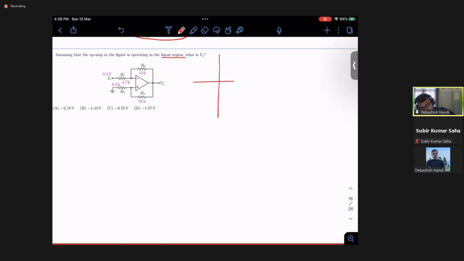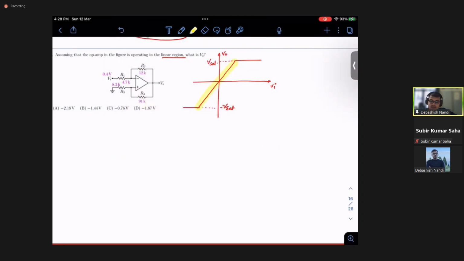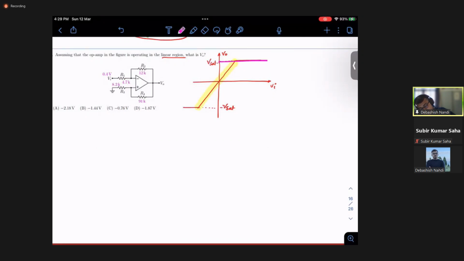If you have gone through the lectures of Professor Patil, you must have seen this kind of configuration. This is minus VEE, and this is positive VSAT. This region is called the linear region. And for an ideal op-amp with infinite gain, this is my diagram. So this is my linear region.